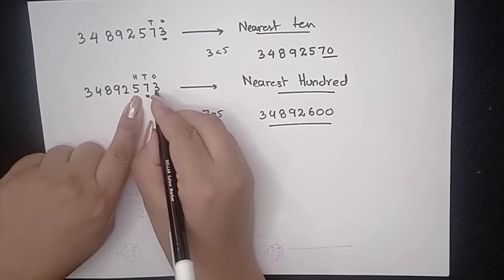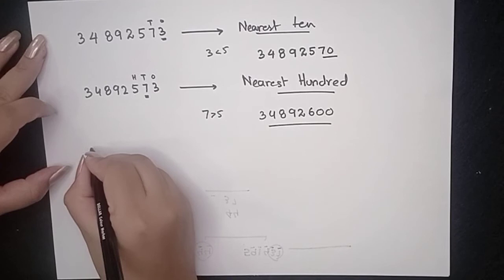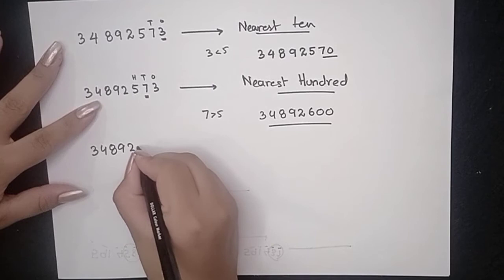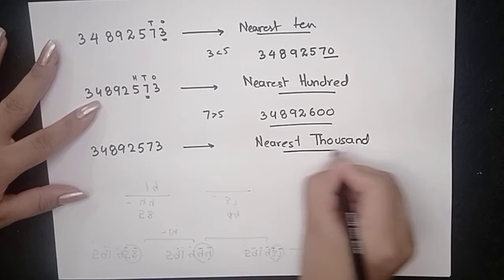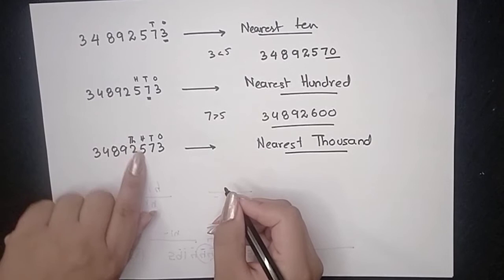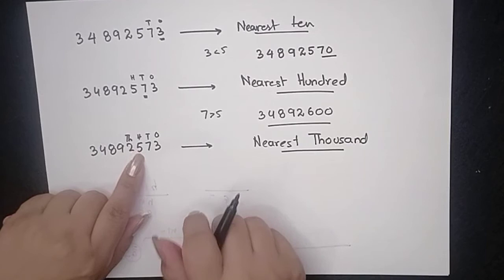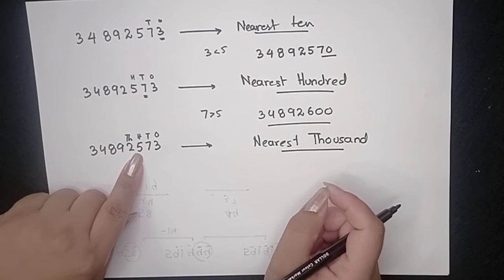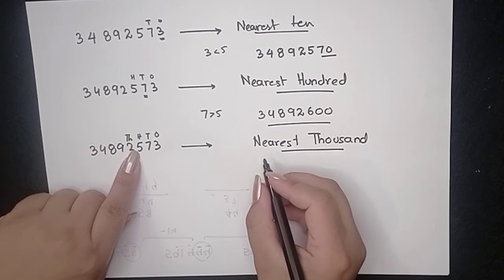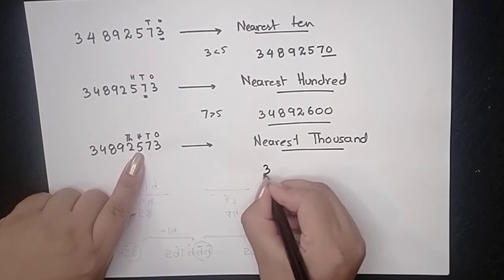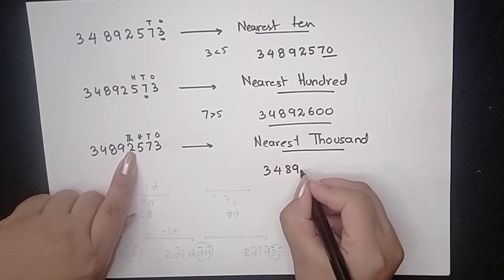Okay, now I'm going to take the same example. Now you have to do it for the nearest 1,000. Okay, now ones, tens, hundreds, and thousands. So you're going to observe the digit at the hundreds position for the nearest 1,000. So it's 5. What I told you, if the digit is 5 or greater, then you will round it off to the next 1,000. So the nearest 1,000 to 2573 would be, you know that? 3,000, yes. 3, 4, 8, 9, I'm going to write, instead of 2, you're going to write 3,000.